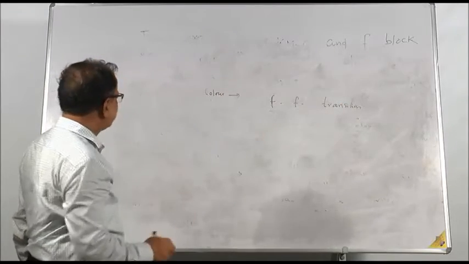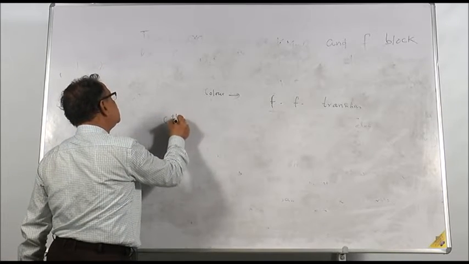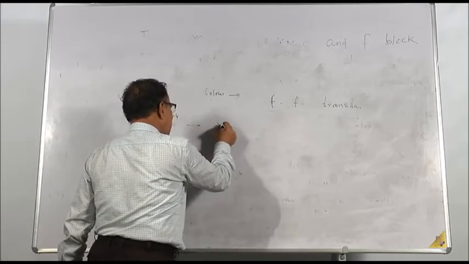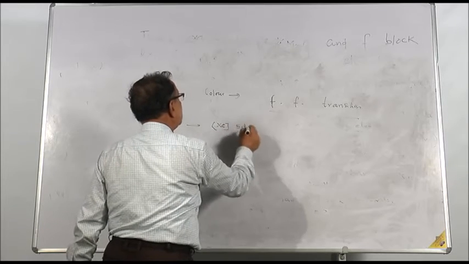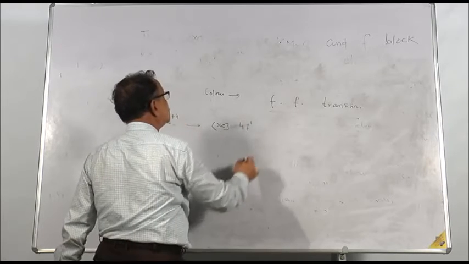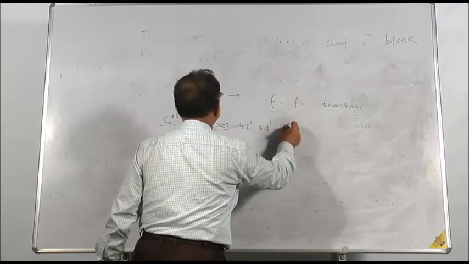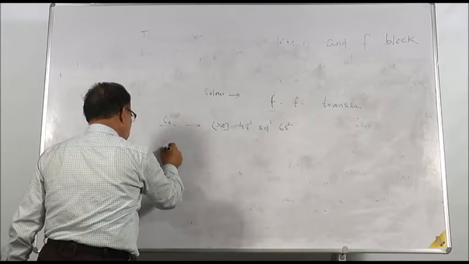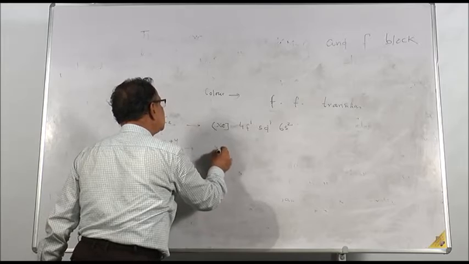If a question is asked whether cerium plus 4 is colored or colorless: the cerium electronic configuration is xenon 4f1 5d1 6s2. Cerium plus 4 will have 4 electrons removed, and it attains the configuration of xenon.